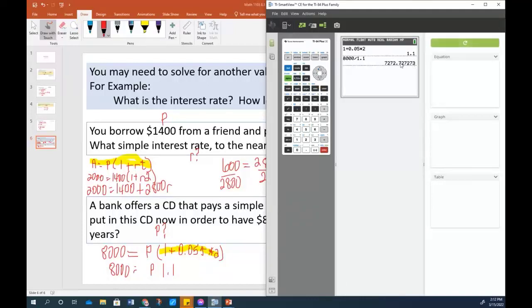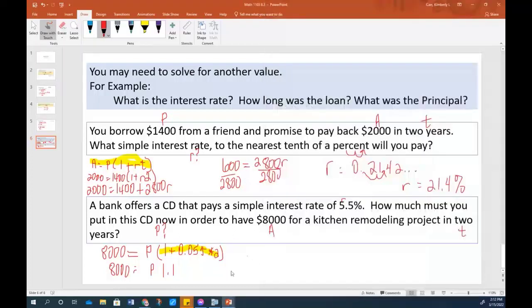But to the nearest penny, I'm going to need 73 cents. So I'm going to remember that when I go back over here, and I'm going to say, okay, I did 8,000 divided by 1.1, and that's going to give me P, and P came out to the nearest penny, to $7,272.73. And so that's an application.